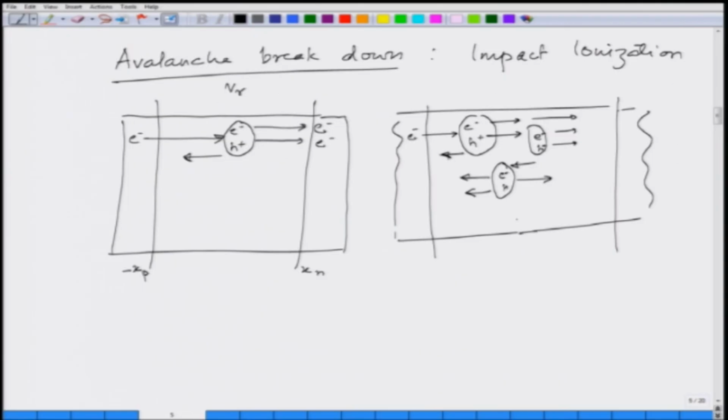Now, the number of electrons giving rise to the current is 1, 2, 3, 4. This is just showing it in cartoon form, and the number of holes adding to the current is 1, 2, 3. So, that is why even a single electron, if the energies become high enough in the depletion region for the carriers, can start an avalanche effect, and because of this one has the avalanche breakdown.